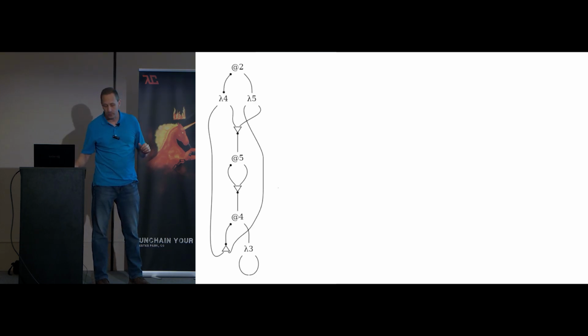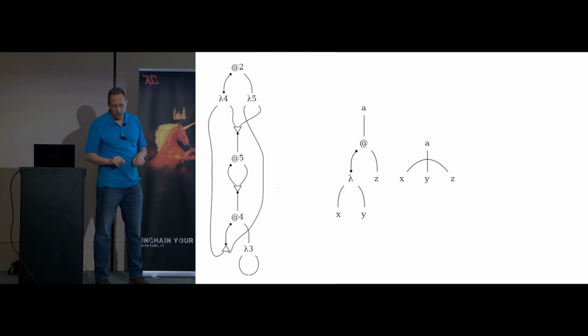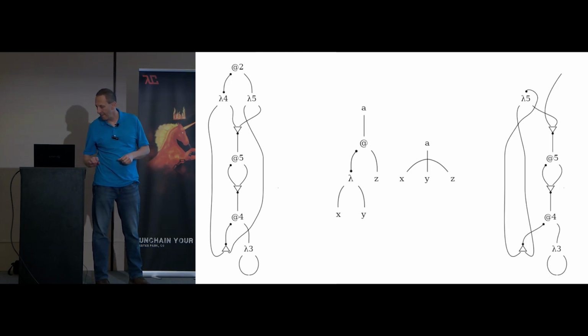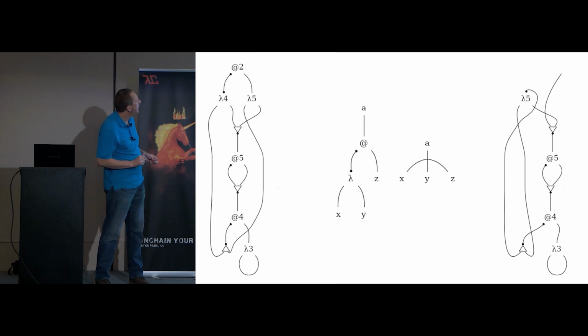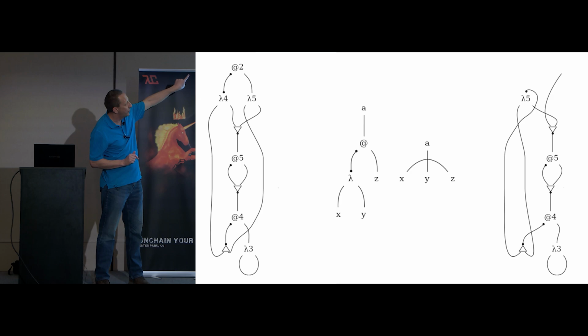So we take that graph. We're going to apply another application. And there we go. We applied application 2 to lambda 4 and get the graph on the right.